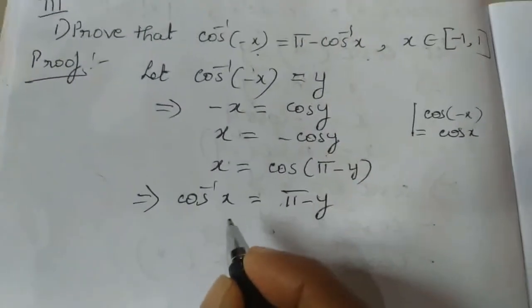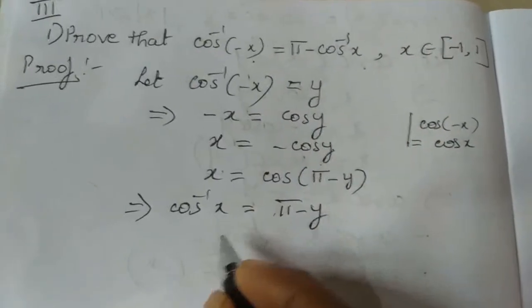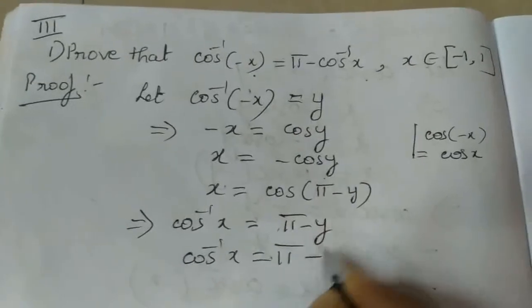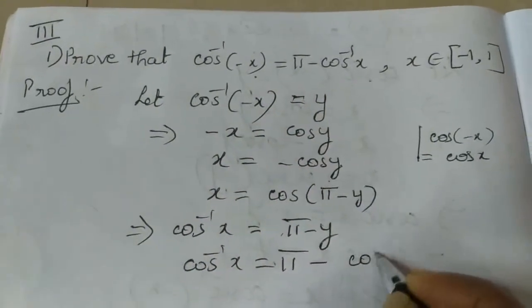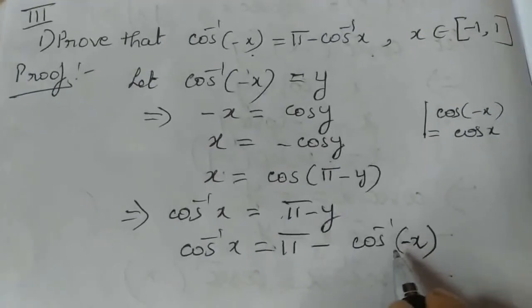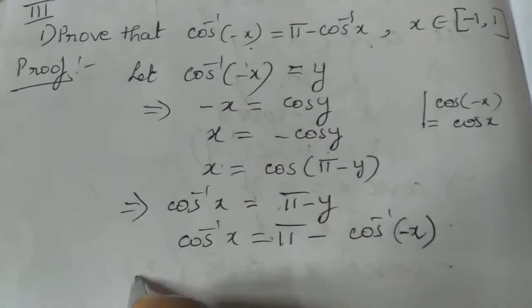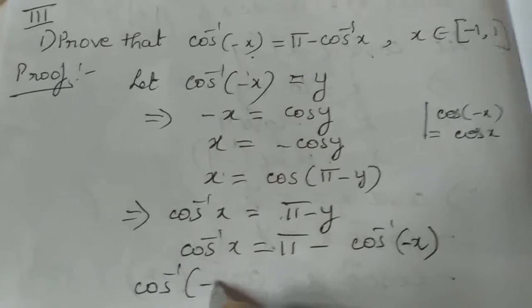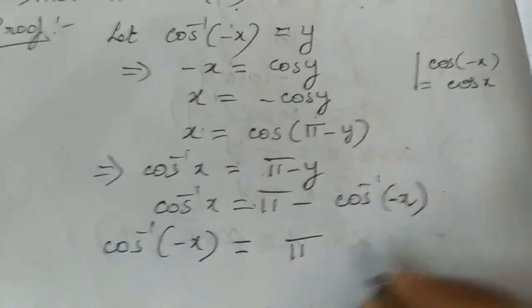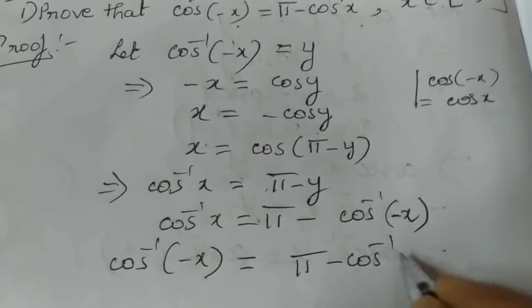Or I will write like this: cos inverse x is equal to pi minus y, which is cos inverse of minus x. I will write this term on the left hand side. It becomes positive. Plus cos inverse of minus x is equal to pi. Write this term on the right hand side. It is minus cos inverse x. This is the required proof.